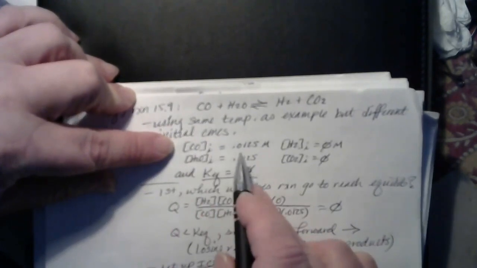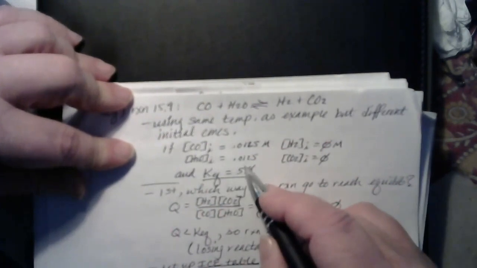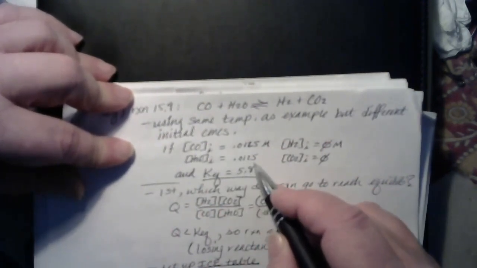So now we're using an initial carbon monoxide concentration of 0.0125 molar. And for H2O, the initial concentration is also 0.0125. And we're starting with no products at all, so those are both 0.